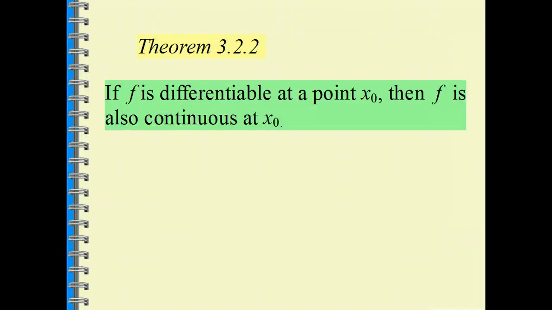Okay, so here's a theorem. Theorem 3.2.2 states that if f is differentiable, meaning that the derivative exists, f prime of x is defined, at a point x0, then f is also continuous at that point. So this tells us that if we can find the derivative at any given x, then it's continuous. So if a function is differentiable over all values of x, then that function has to be continuous for all values of x.